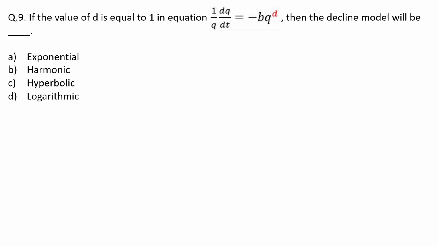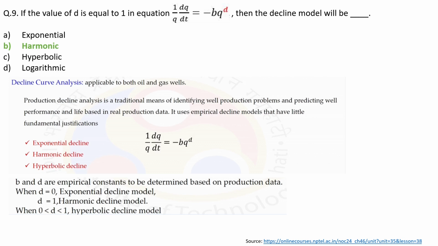So here, according to the value of d, we can find out what the decline model is. The decline curve analysis is applicable to both oil and gas wells. The production decline analysis is the traditional means of identifying well production problems and predicting well performance and life based on real production data. It uses empirical decline models that have little fundamental justification.